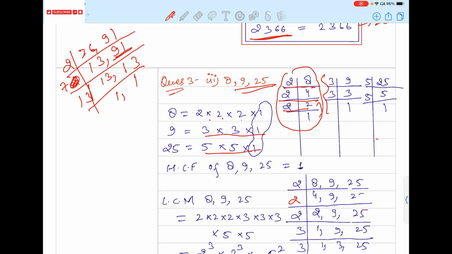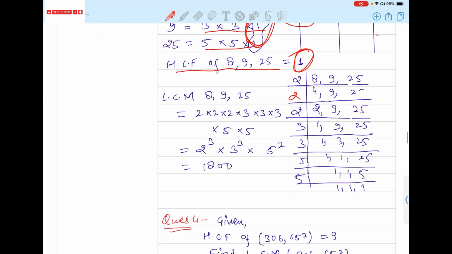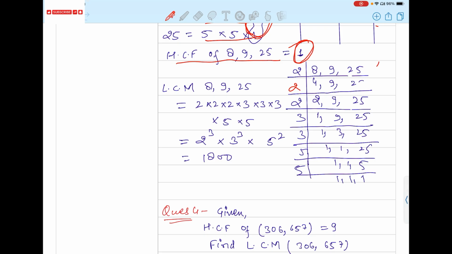So there is no common prime value, but actually 1 is the common. So the HCF of 8, 9, 25 is 1. Okay. Now to find the LCM, I already calculated this, and try to do it yourself at home. So now what do we get? 2 into 2 into 3 into 3 into 3, and calculating the product gives 1800. Okay.